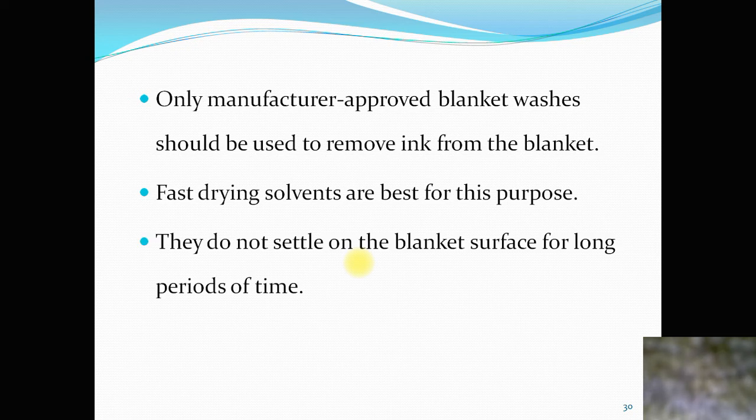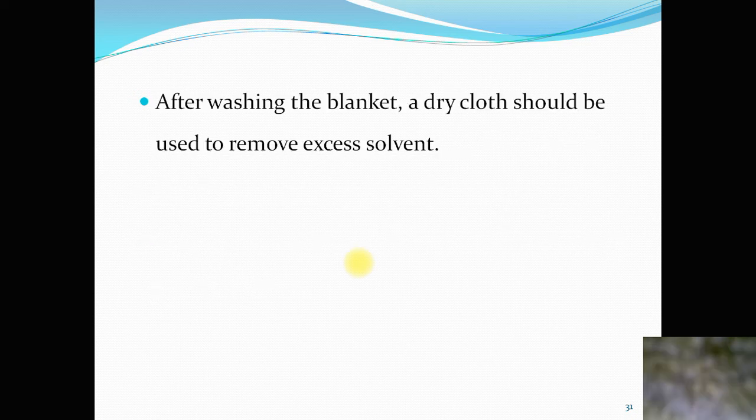Only manufacturer approved blanket washes should be used. They do not settle on the blanket surface for long periods of time. This is fast drying solvent. They quickly dry or evaporate. That's why they do not settle on the blanket surface for a long period.